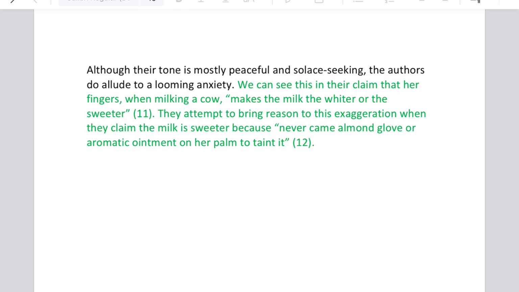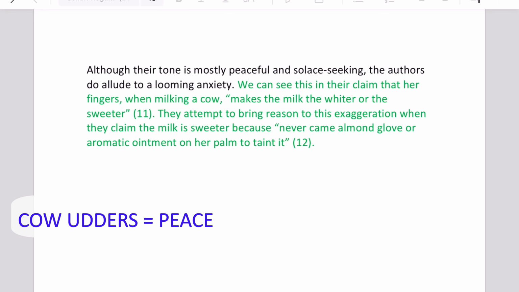Okay, next up, as you can see here in the green, I have filled up that empty space by offering a real example of what this abstraction really is all about. It is basically this example from the text of how when the milkmaid puts her hands on those cow udders, the milk that comes out is the whiter or the sweeter. And that's showing peaceful, solace-seeking and all that.